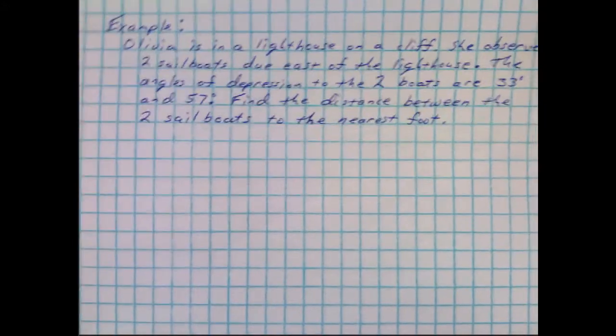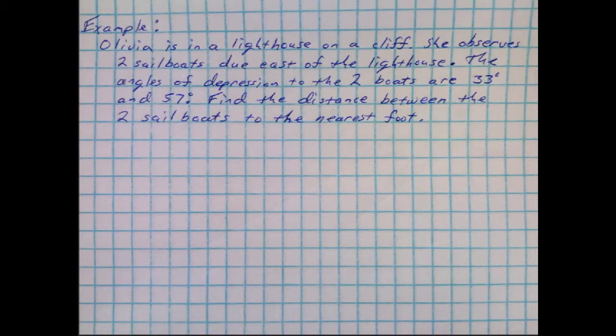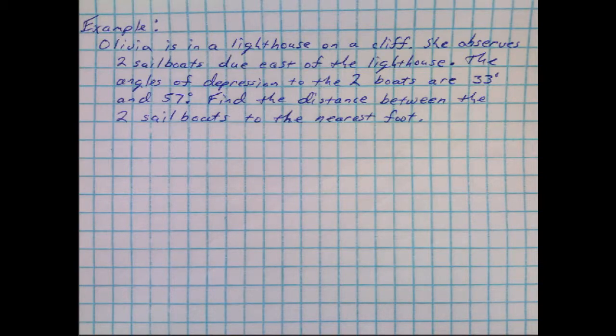So we have another word problem here. We have Olivia. She's in a lighthouse on a cliff. She observes two sailboats due east of the lighthouse. The angle of depression to the two boats are 33 degrees and 57 degrees. We're going to find the distance between the two sailboats to the nearest foot.